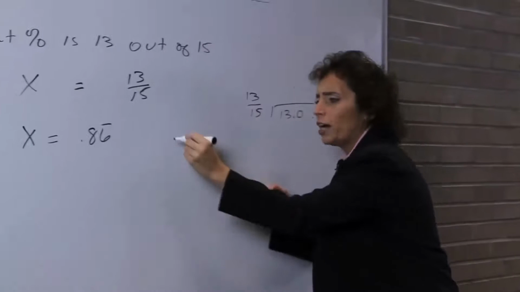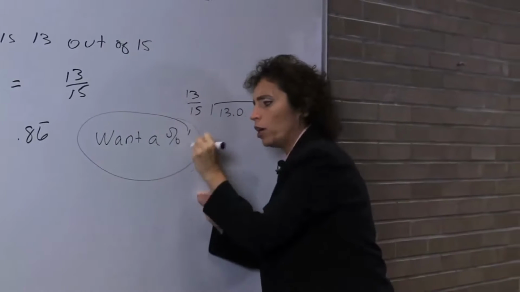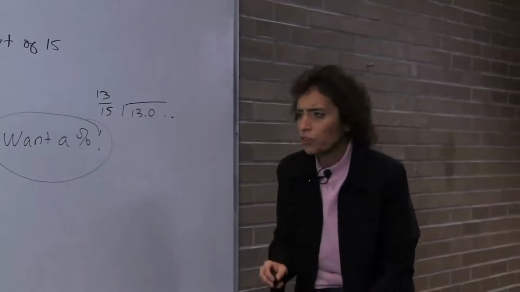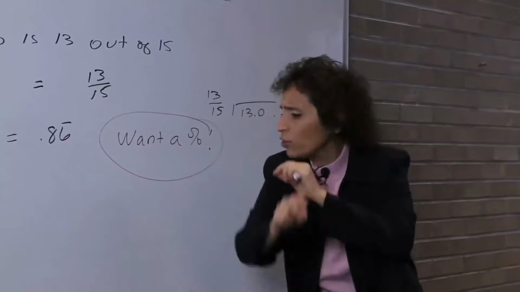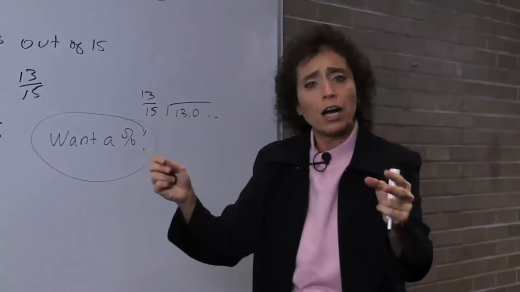Now remember, we want a percent, important. This is not a percent. We didn't do anything to make it a percent, because what do you have to do to make something a percent? You have to multiply by 100.